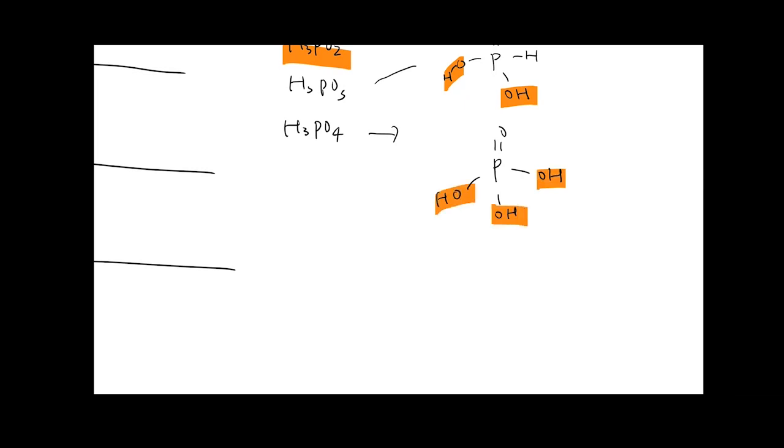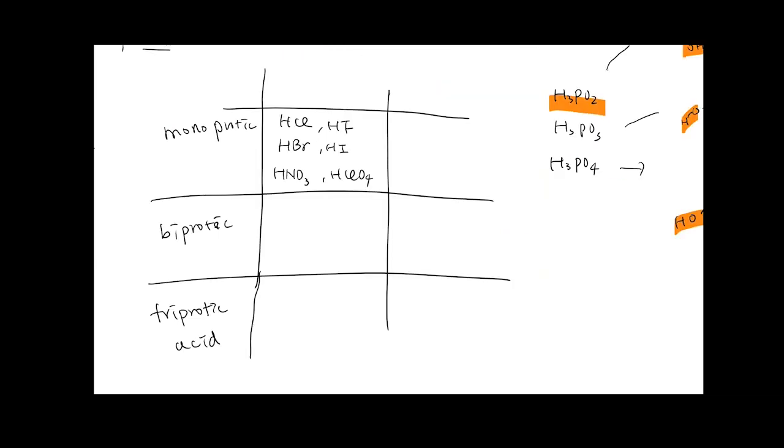So the way you make the judgment is, I draw out the chemical structure. Then I have no problem identifying which is monoprotic, biprotic, and triprotic. So this is one of the most important examples you are going to see in this chapter.